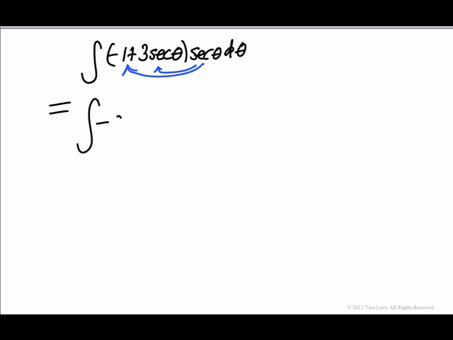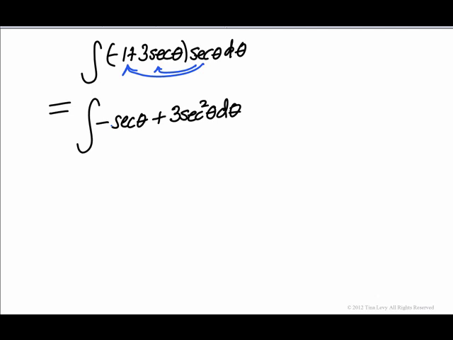Okay. So that integral was negative 1 plus 3 secant theta, and we had another secant theta d theta. Now I'm ready to work that integral. But first I'm going to have to distribute the secant theta through both of those. So that becomes the integral of negative secant theta plus 3 secant squared theta d theta.